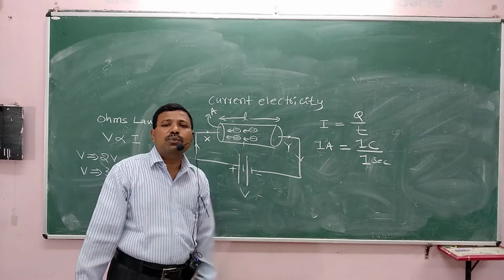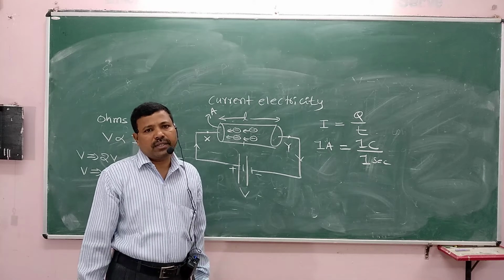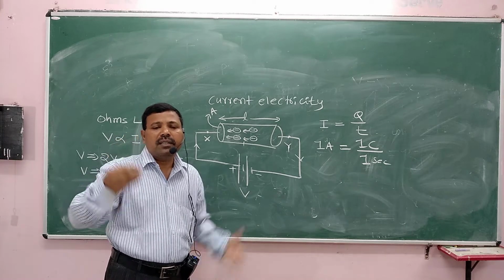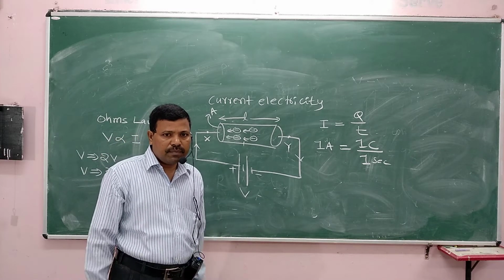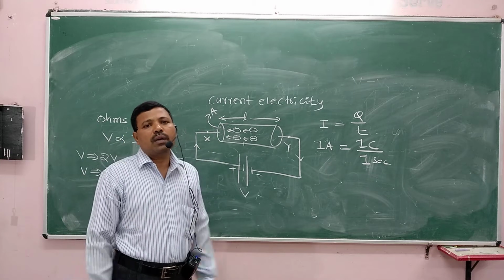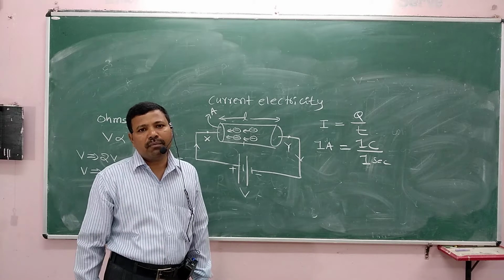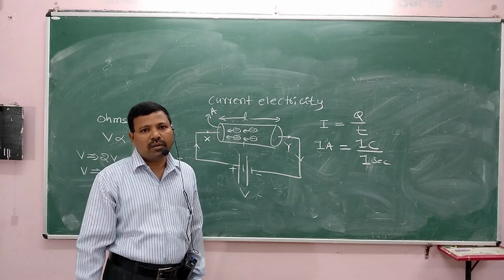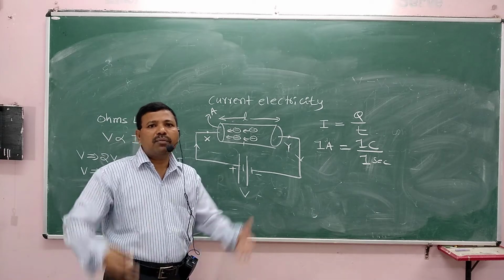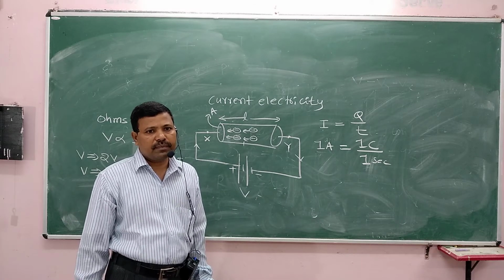The substances which obey Ohm's law are known as ohmic conductors. For example, aluminium, copper, nickel, these are ohmic conductors. And the substances which do not obey Ohm's law are known as non-ohmic conductors. For example, germanium, silicon, rubber, they do not obey Ohm's law. Therefore, they are known as non-ohmic substances.